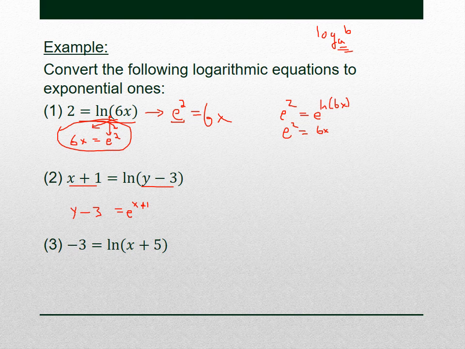All right, so let's say you've done that. Then what do you get? You drop down your base e, and then you get e to the negative 3. And what was inside the log is now by itself, so x plus 5. So there you go.